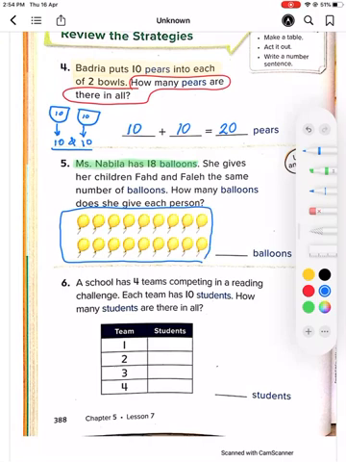Okay. She gives her children, Fahad and Faleh, the same number of balloons. What does that mean? For example, if I have 10 lollipops and I have 2 sisters, the first sister is Kamar, let's say, and the other sister is Bana. I have 10 lollipops and I want to give both of them the same number of lollipops. How can I divide these 10 lollipops?